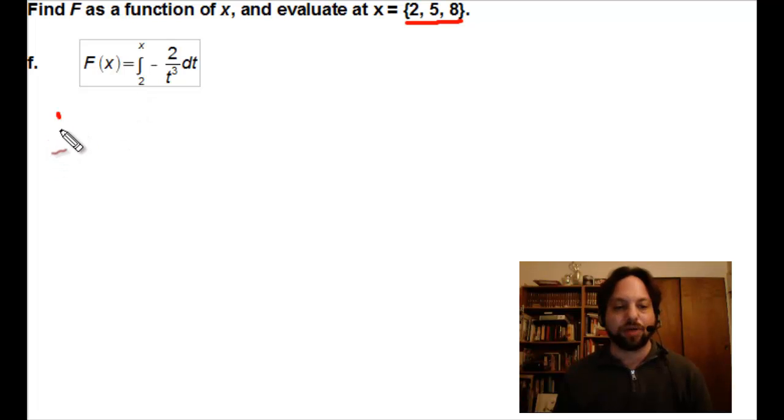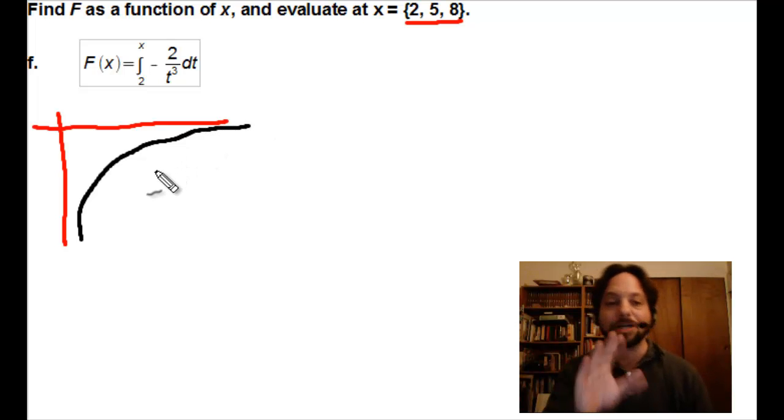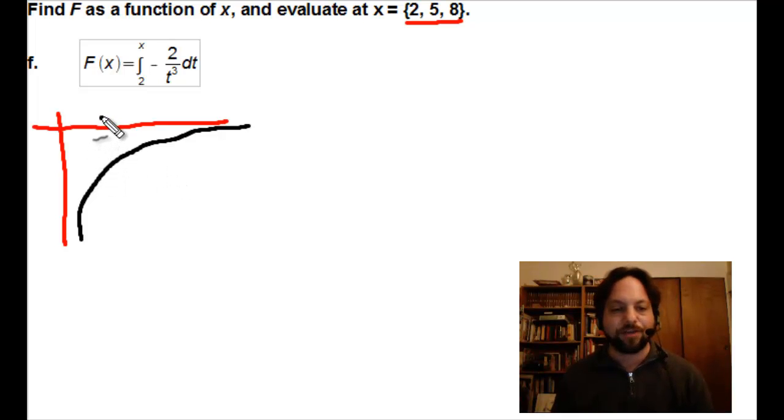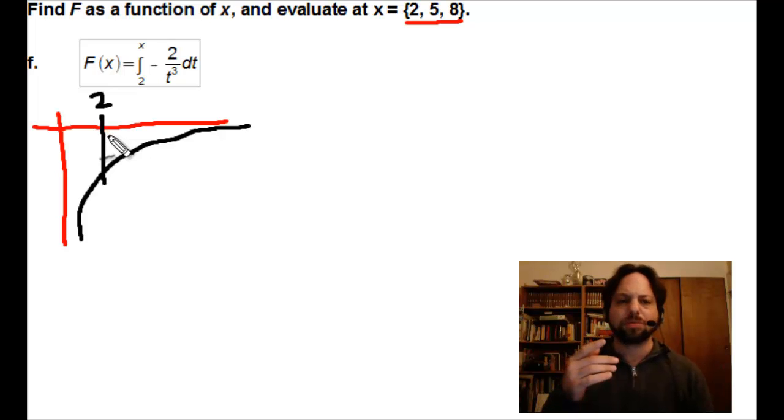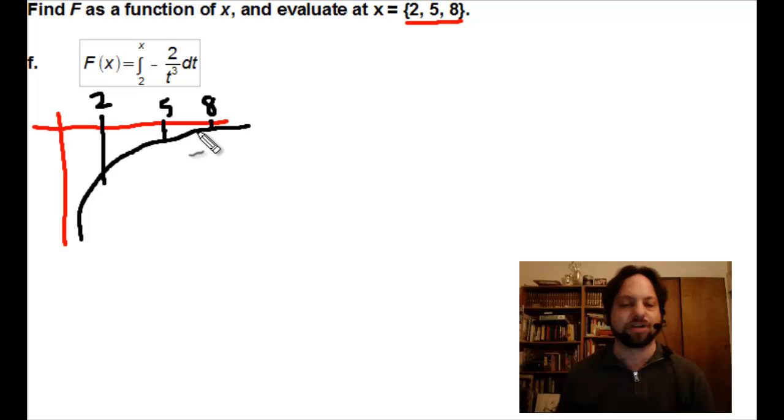Now, this particular graph is going to look something like this. If these are my axes, it is negative, and what it will do is it'll go something like this. It is asymptotic to the x-axis, and actually it approaches the x-axis much quicker than I've drawn here. But for the sake of illustration, there we go. Now, if I call this x equals 2, then this question is asking me to evaluate the area from 2 up to 2, and then 5, and then 8. So, again, I could do this integral 3 times, but why bother?